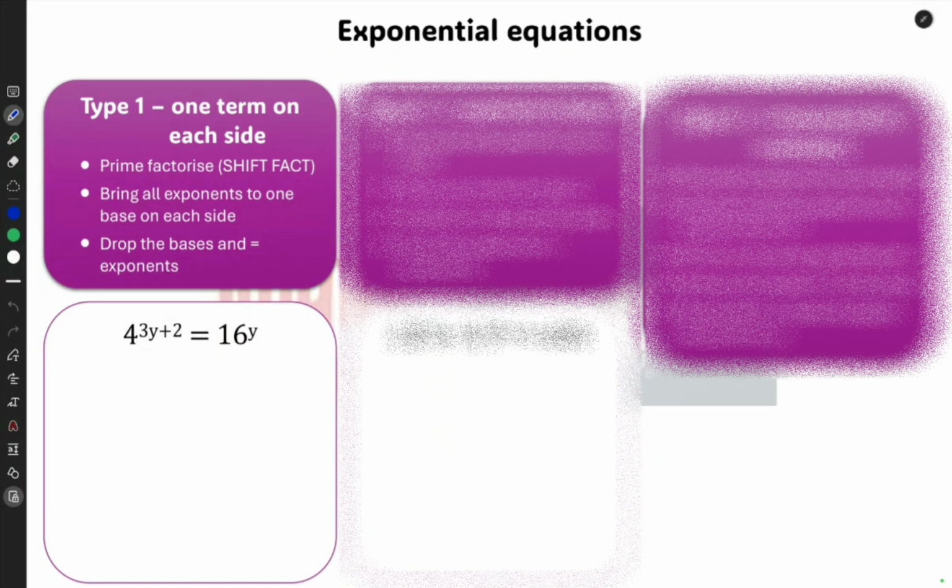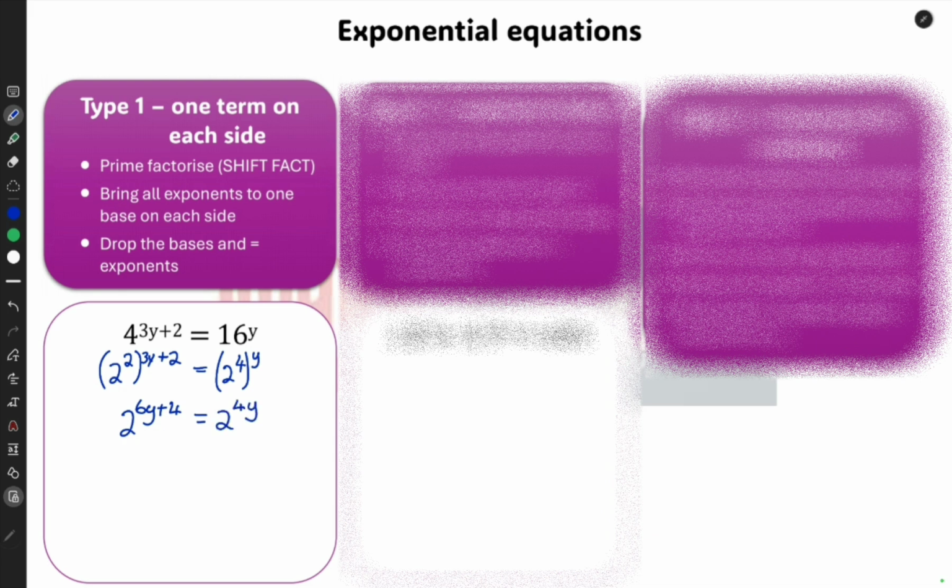In this case, I see a 4 and a 16, and I know the base for both of them is a 2. If you are uncertain, please use the shift fact function on the calculator, and you will see exactly what I mean. So I am going to rewrite the 4 as 2 squared, but the exponent that was there, I must just keep there. And then 16 is 2 to the power 4, and the y is still there. So now I can multiply in with the exponents. So 6y plus 4 would equal 2 to the power 4y.